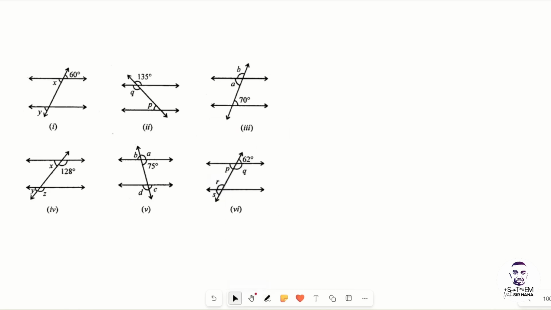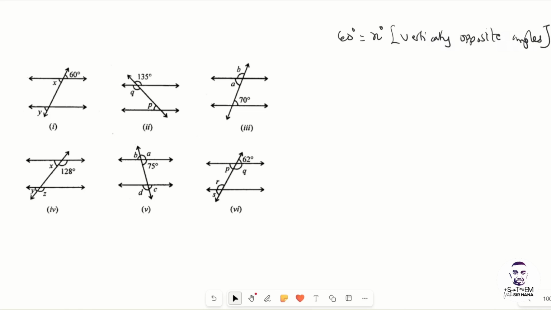So we want to find the angle x. So we know that angle 60 degrees is equal to angle x degrees. And why is it so? We know that they are vertically opposite angles, right? They are vertically opposite angles.